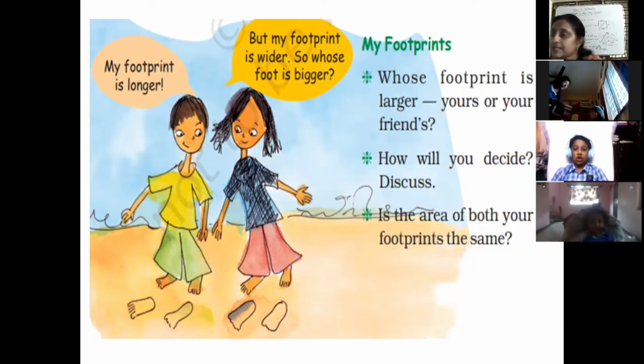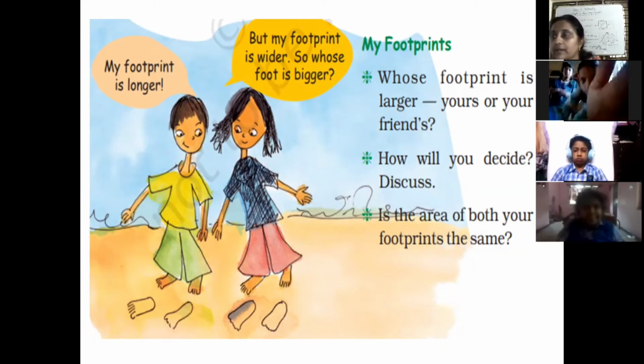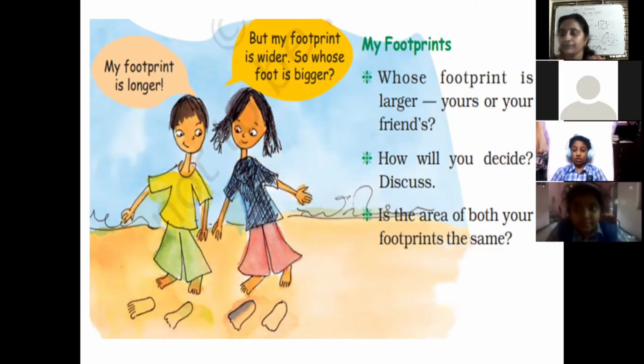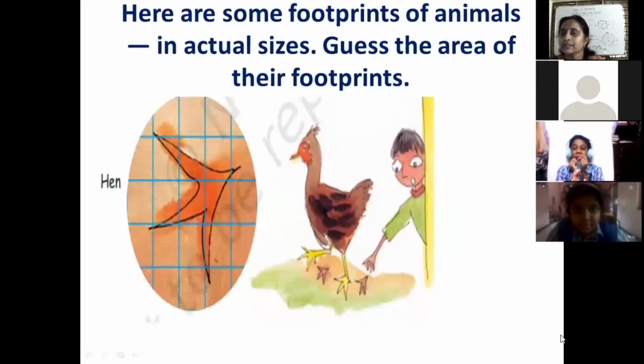So a footprint is an irregular shape. So what will we do? By counting squares, we can find the area of the footprint. Okay, see here, some animals' footprints are given. Guess the area of their footprints. Here the hen's footprint is given. So count the area and tell me.